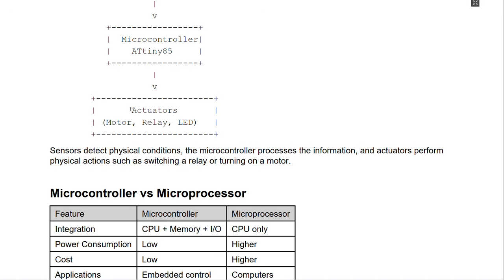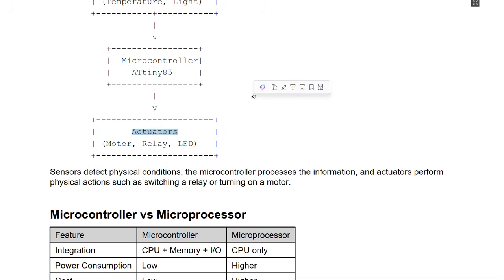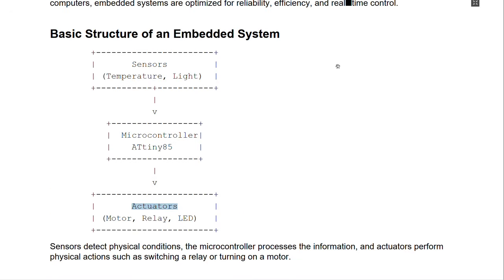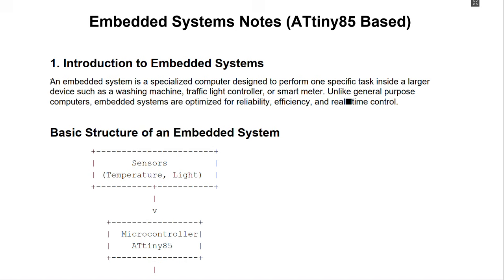Then we have what we call actuators. These are other circuits, systems. They could be electrical, they could be mechanical, most likely a combination of both, that implement a specific task, the one we were talking about right from the beginning of the lecture. Remember, we said an embedded system is a specialized computer designed to perform one specific task inside a larger device, such as a washing machine.